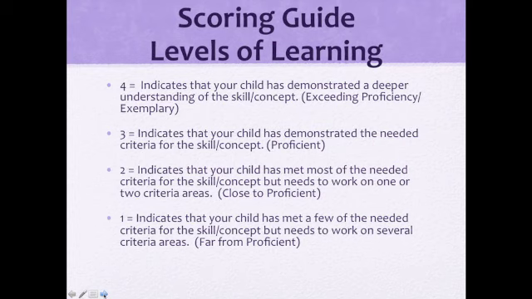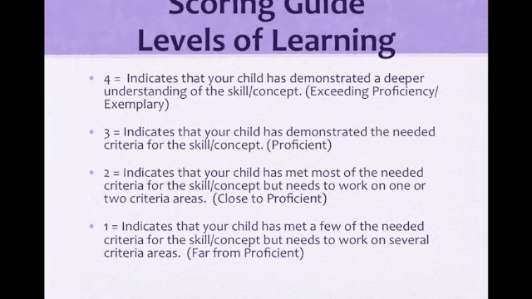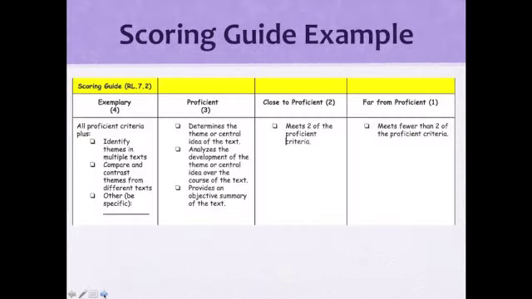1 indicates that your child has met a few of the needed criteria for the skill concept, but needs to work on several criteria areas. Far from proficient. Here is an example of a scoring guide for Reading Literature 7.2.